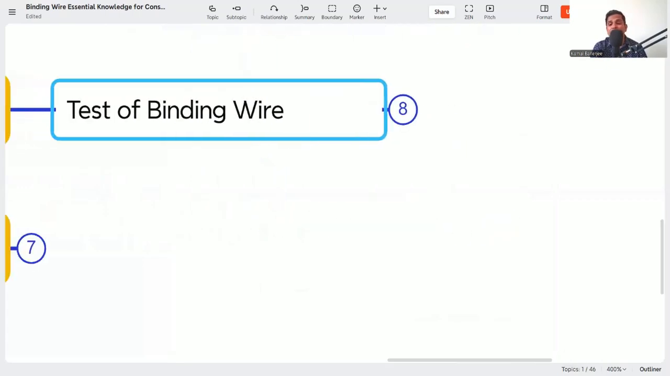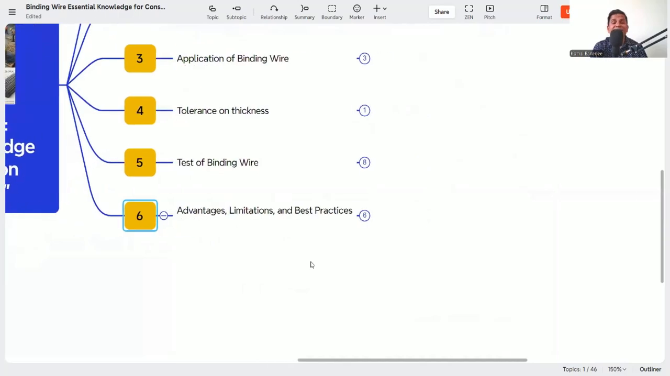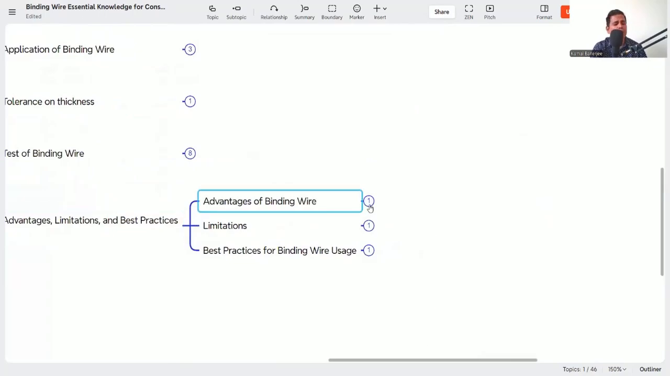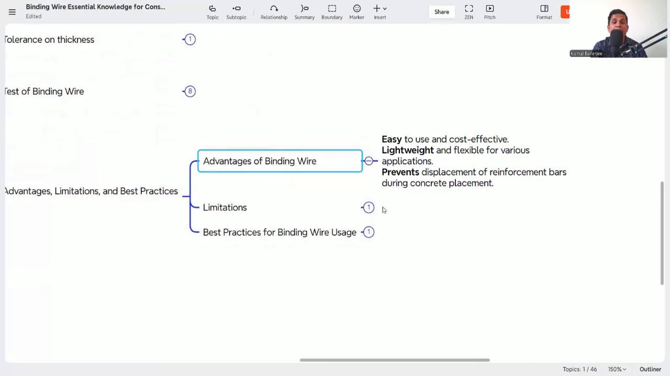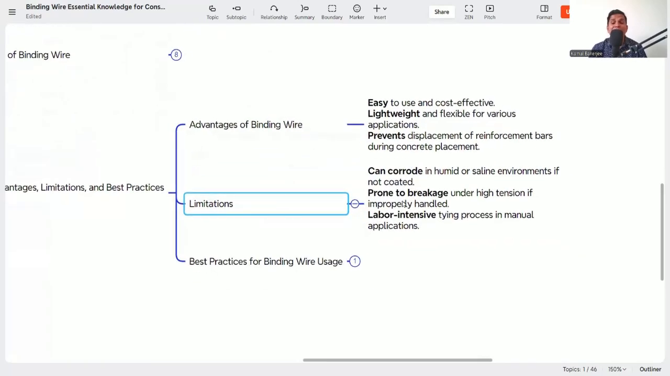Next is the limitations and the best practices for using binding wire to get proper structural stability and structural integrity. So what are the advantages of binding wire? As I discussed: easy to use and cost effective, lightweight and flexible for various applications, and it prevents displacement of reinforcement bars during placement. And what are the limitations? Of course, it can corrode in humid and saline environments if not coated. So you need to check the area of use.